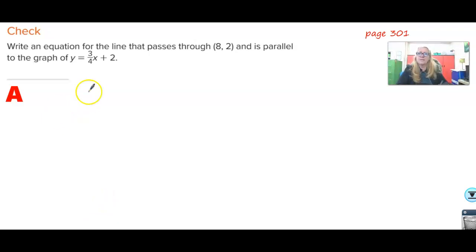Write an equation for a line that passes through (8, 2) and is parallel to the graph of this line. Okay, so that tells me that our slope is the same as that slope. Our slope is 3/4, but our line has to pass through the point (8, 2). So we're going to use point-slope form because that's the chapter we're in.